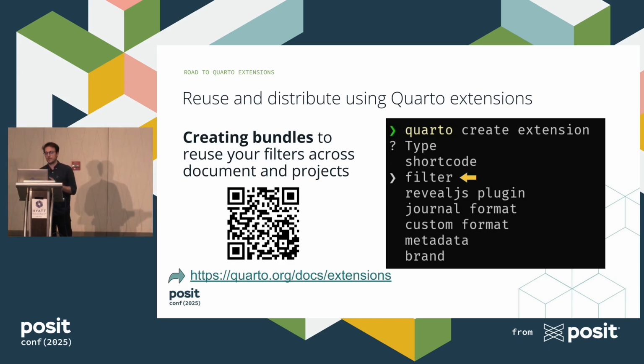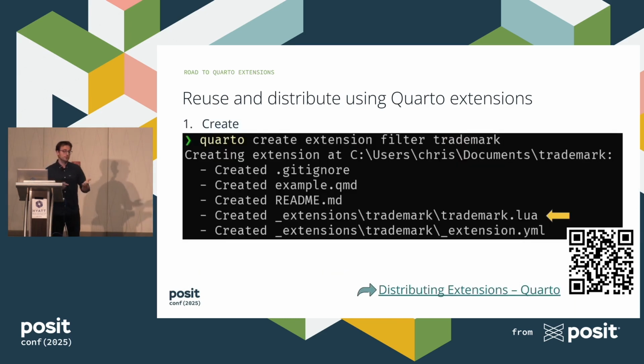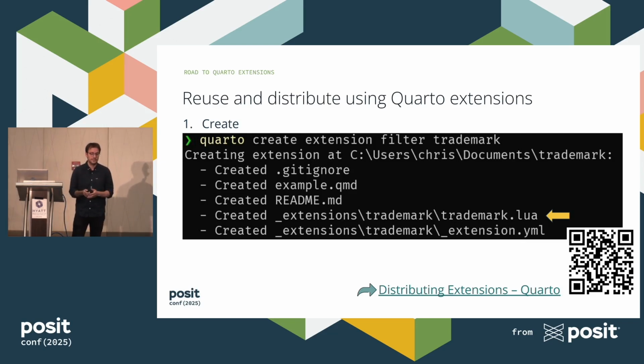So with your filter, how would you do that? You would use the Quarto create function to get the skeleton of the folder with all the files you need, and you would copy your Lua filter into this organization and configure the YAML configuration in the right way. And then you need to share it somewhere.